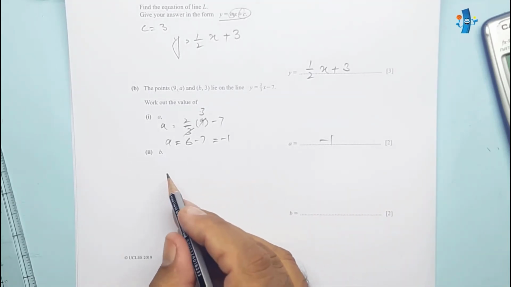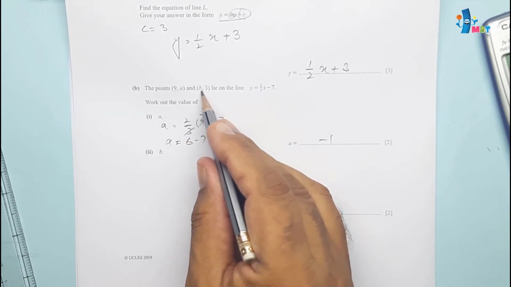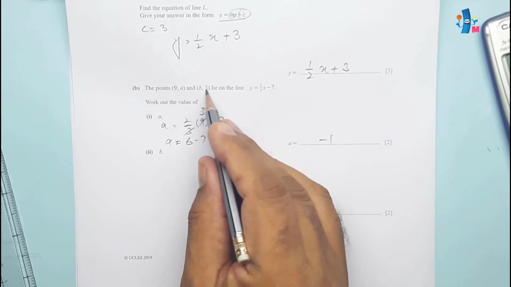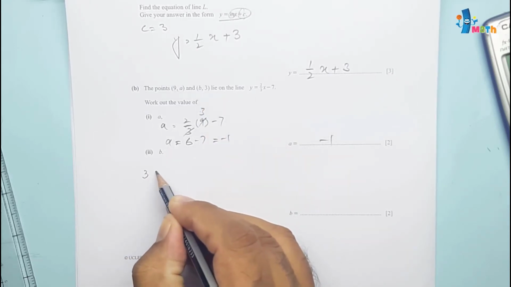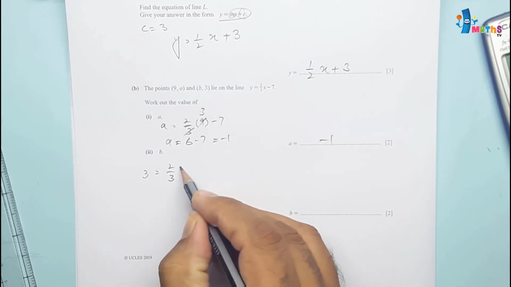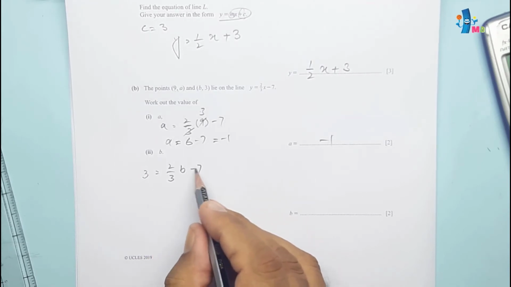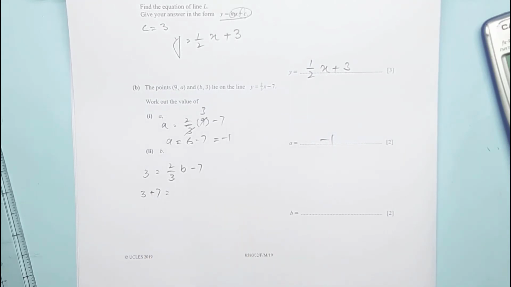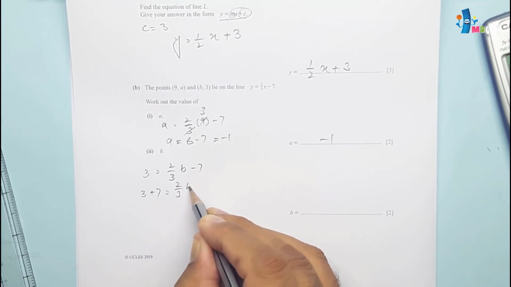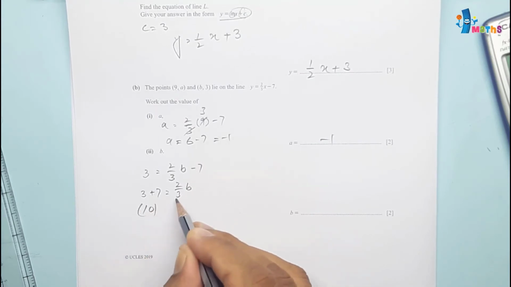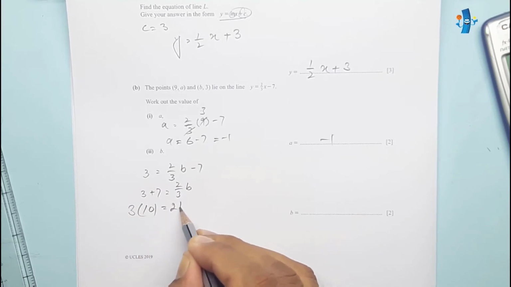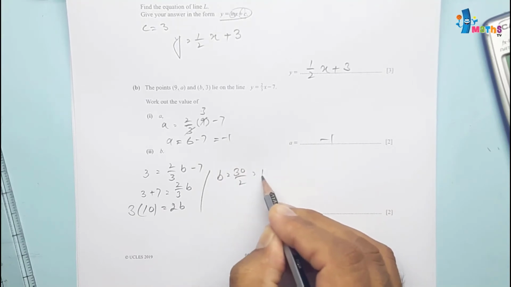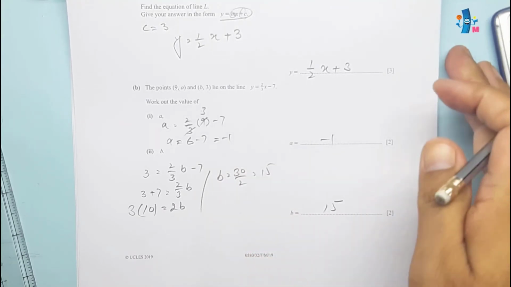Similarly, we can write the equation for b also. The x value is b and the y value is 3. We will replace these values. 3 is equal to 2/3 times b minus 7. So minus 7 we can shift to this side. So this will be 3 plus 7 is equal to 2/3 b. This will be 10, and we can shift the 3 to the other side, so this will be equal to 2b. This implies b is equal to 30 over 2, which is equal to 15. So our answer will be 15.